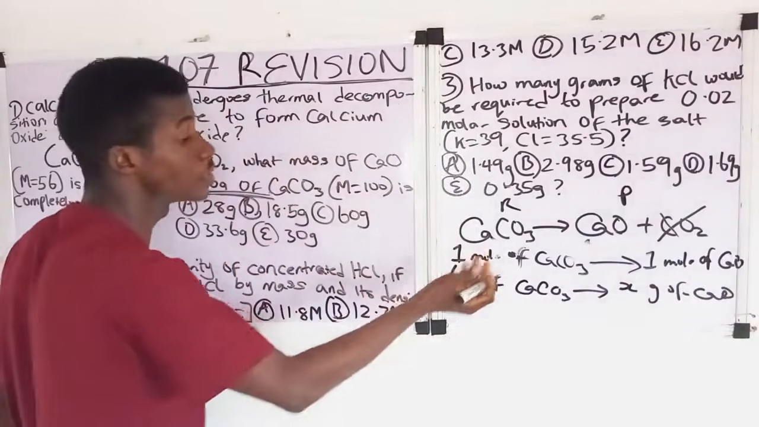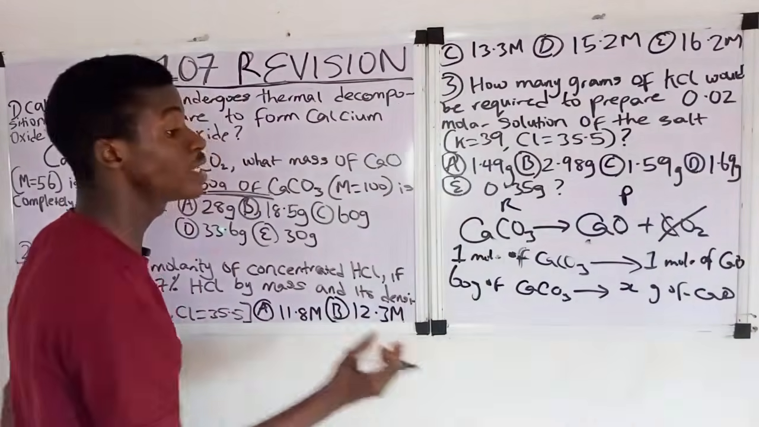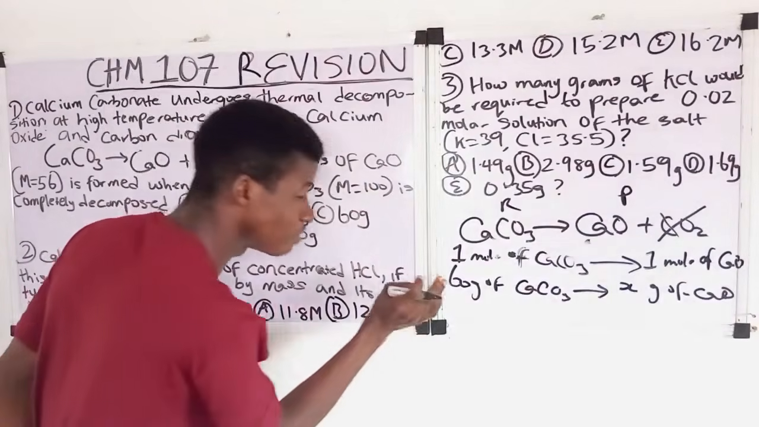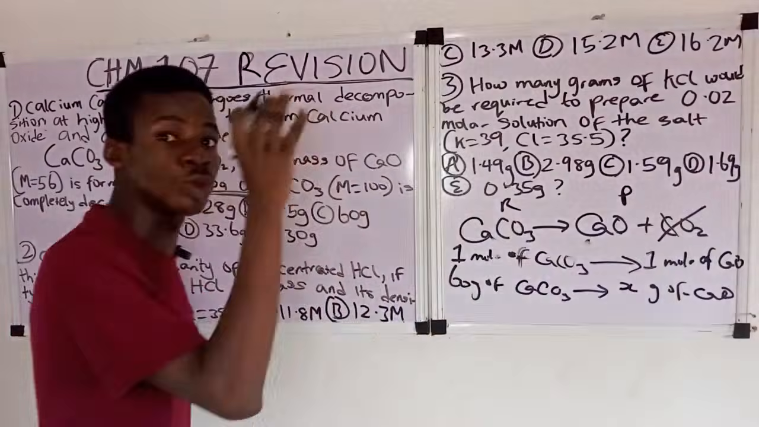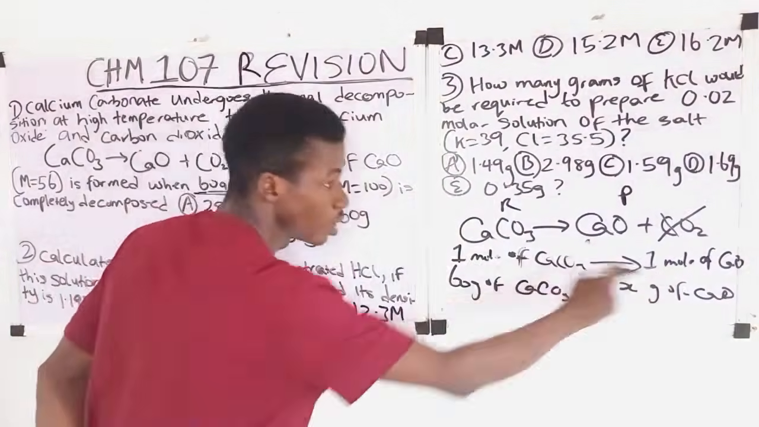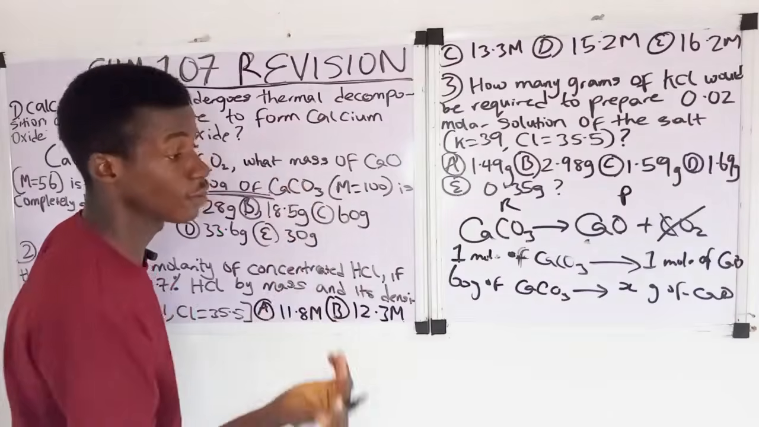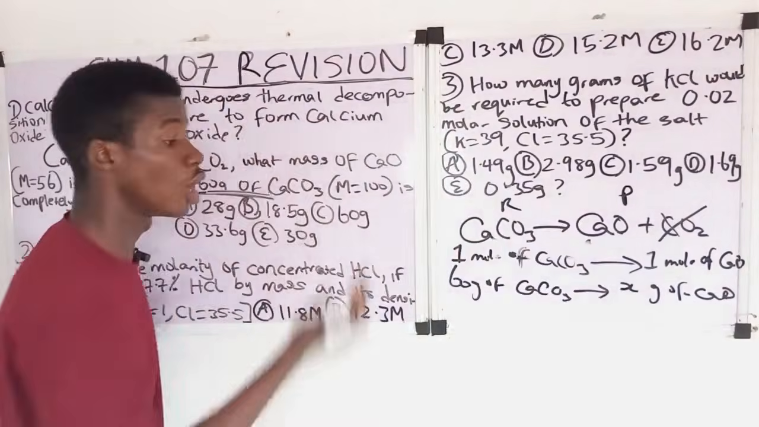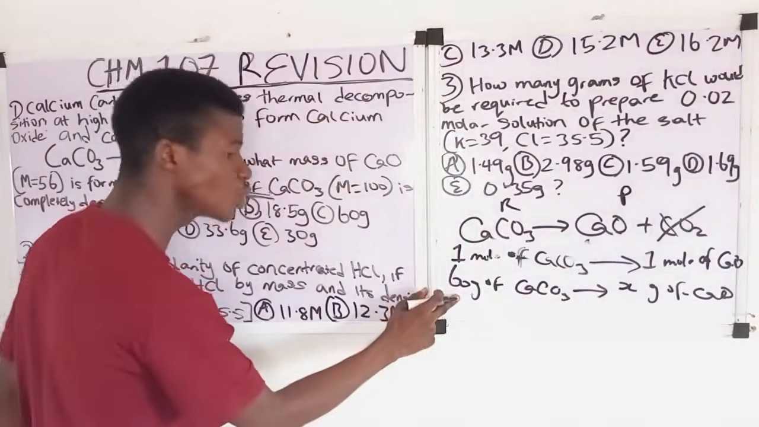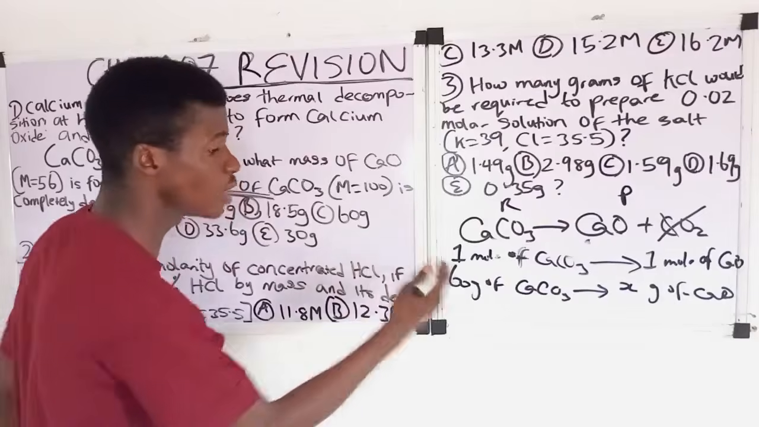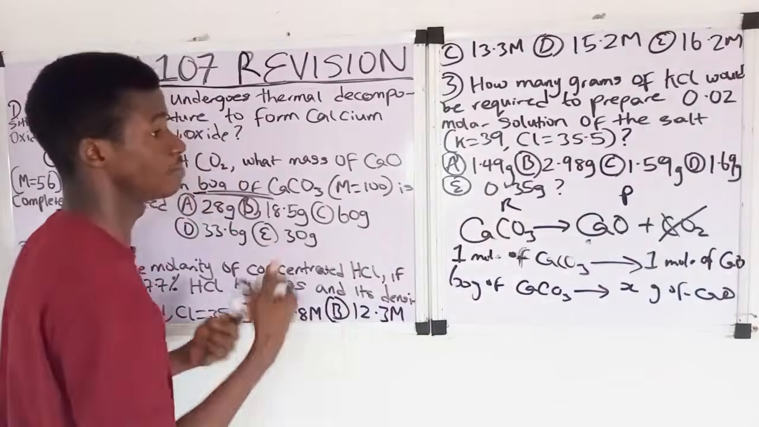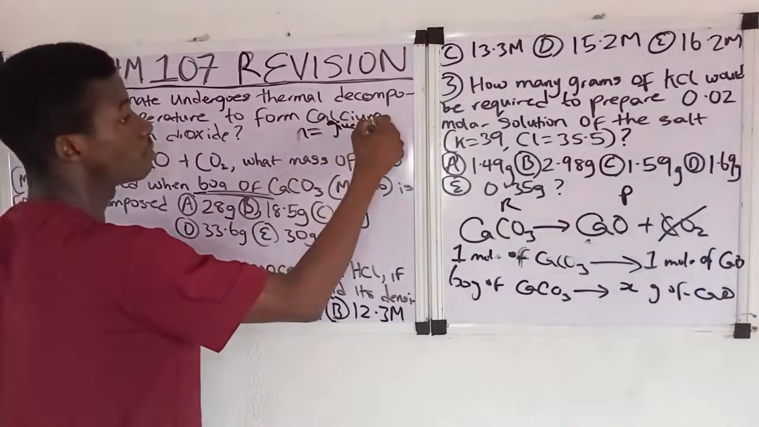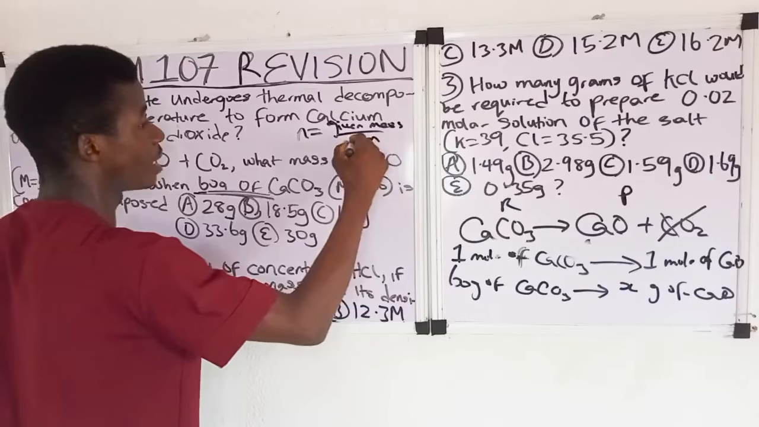No. Remember, this method is mole to mole relationship. Since we are using mole to solve, we need to convert this 60 grams to mole. This type of relationship is between the moles of reactants and the moles of product, so we are going to use moles. How are we going to convert 60 grams to mole? It's very easy. Remember, number of moles is equal to given mass over molar mass, right?